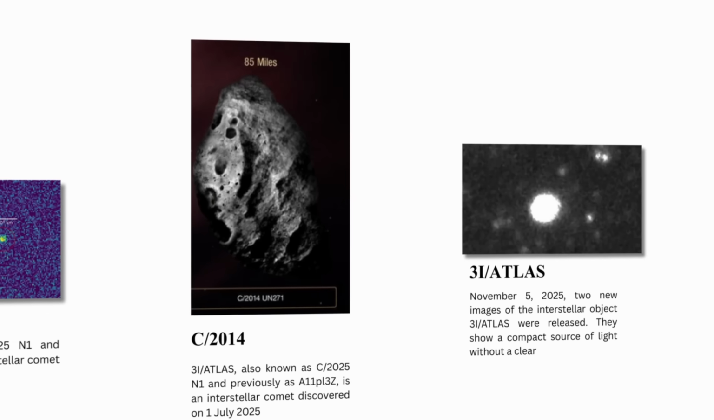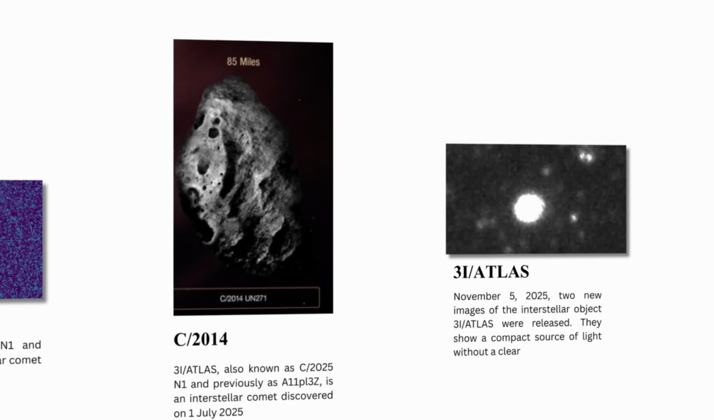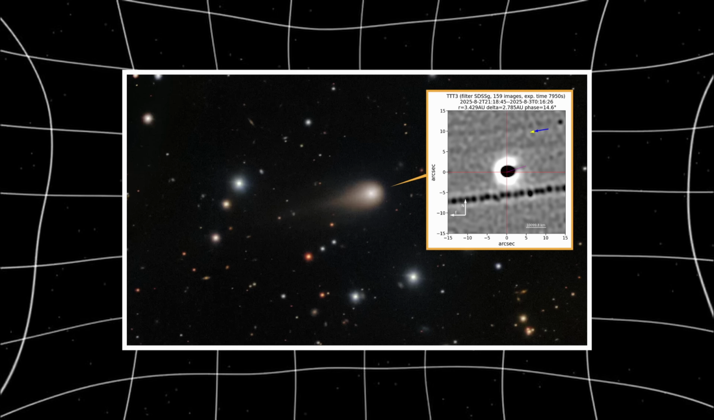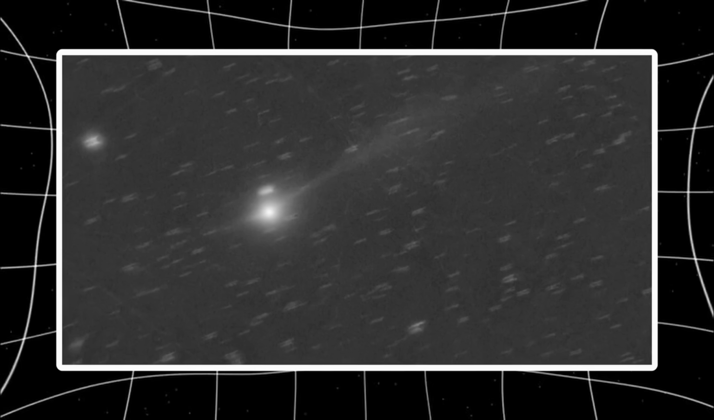Two objects, one from outside our solar system, one so large it barely fits the word comet, and both are behaving in ways they shouldn't. Let's start with the clearest image of 3I/ATLAS we've seen so far.